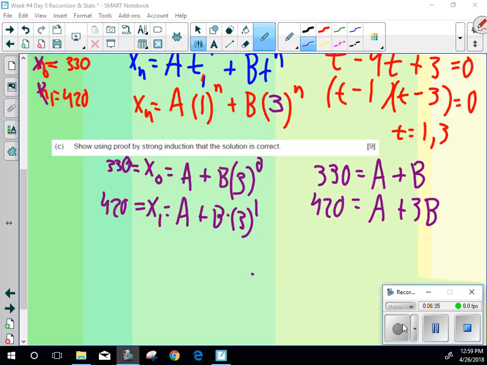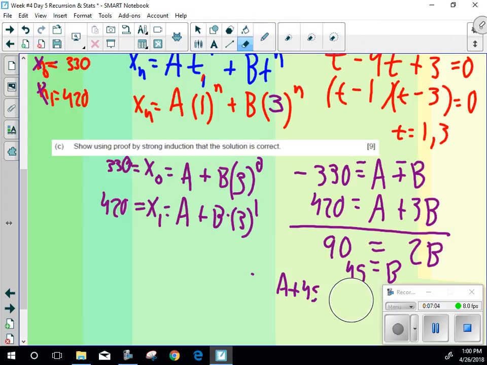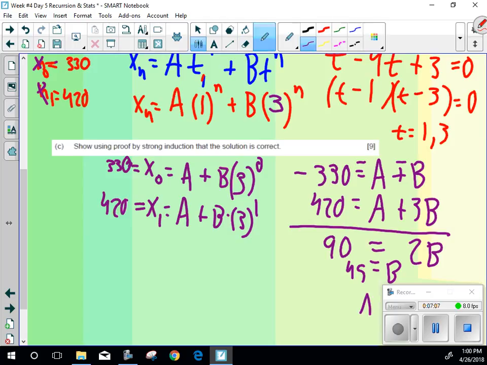Ready to solve for a and b. So I'm going to take the opposite of these, add them up. I get 2b. a minus a is 0. 420 minus 330 is 90. So b is equal to 45. a plus 45 has to equal 330, right? 285, yeah. So a is going to be 285.